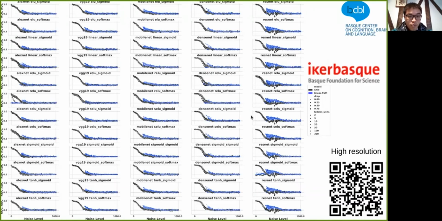In the figure, we present the performance of the model as a function of the noise level in black, and the performance of the decoding scores from the hidden representations as a function of the noise level in blue. Each row shows a combination of activation functions of the 2 fully connected layers, and each column shows a selected pre-trained CNN backbone. The size of the dots indicates different dropout rates, and the shape of the dots indicates a different size of the hidden layer.